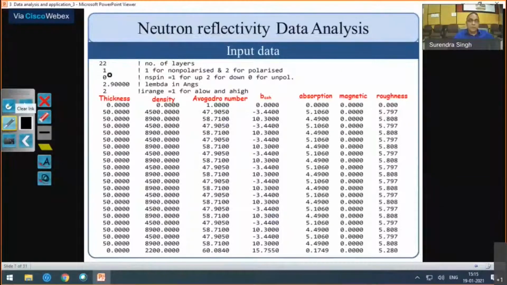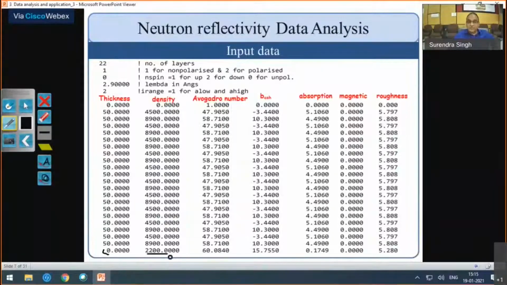So the total is 22 layers. For unpolarized I'll give 1. There is no spin for unpolarized, so I have given 0. Then there is the wavelength in angstrom for neutrons, this is 2.9 angstrom. The program itself gets the scattering length density. What thickness parameters are we giving? Suppose the guess values we give are nickel 50 angstrom and titanium 50 angstrom. First, this is the substrate over here at the bottom.